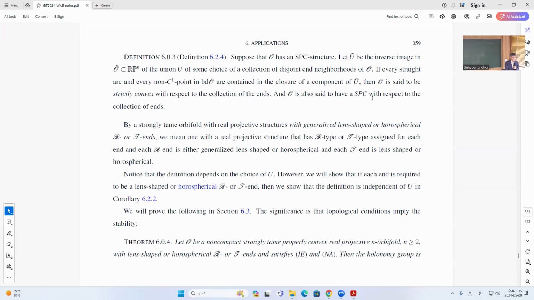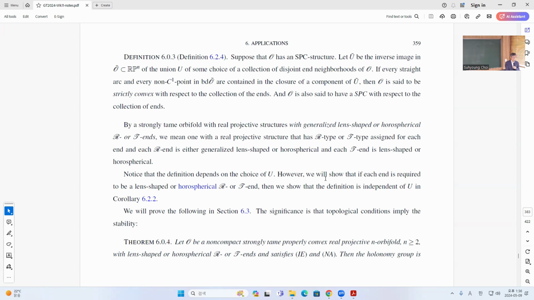Okay. Now there was some smaller s here, but I mean, you have to have a strictly here. And so this definition does depend on the choice of U. But if you have a generalized lens-shaped or a spherical end, then this definition doesn't depend on the choice of U.